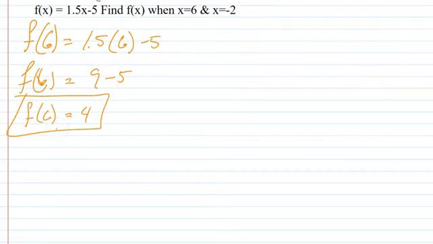Now this makes a lot more sense when you're thinking about reading the problem. F of 6 is equal to 4. I have an input and an output. It's much more clear than saying y equals. So I know what both my input and output are. Or you can write it in point notation where you'd say 6, 4. And then we'll do the next one.